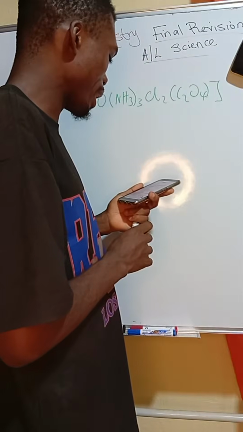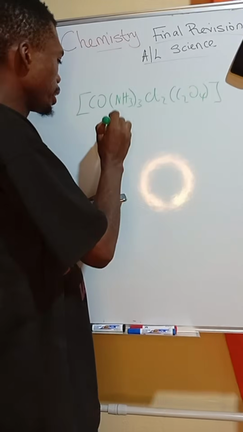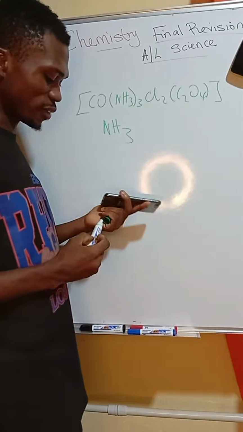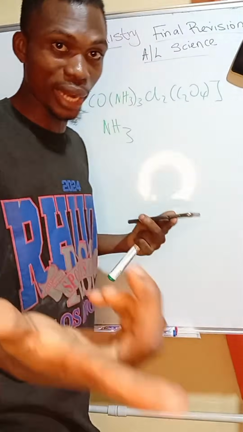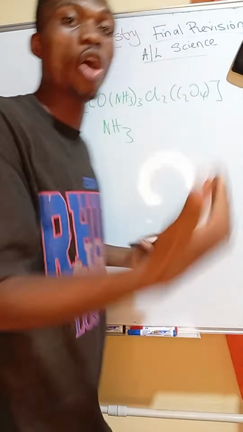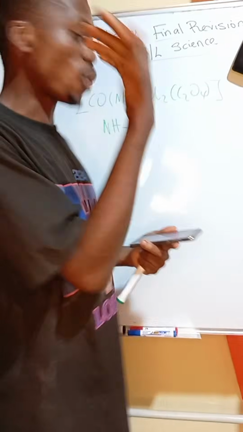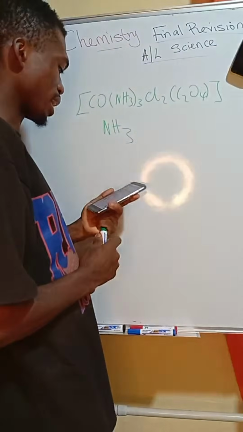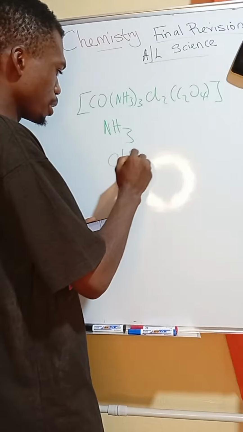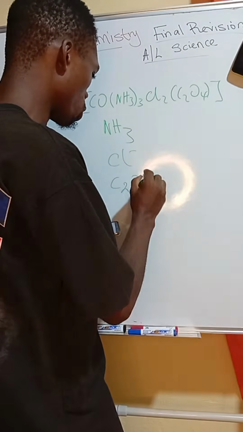The first ligand here is NH3. That's the first ligand. We'll identify them first so that you properly understand. Let's identify all the ligands here. There are 3, by looking, right? So we have to identify them, then we'll come back to name them. The next ligand we have here is Cl minus, and the third ligand we have here is C2O4 2 minus.